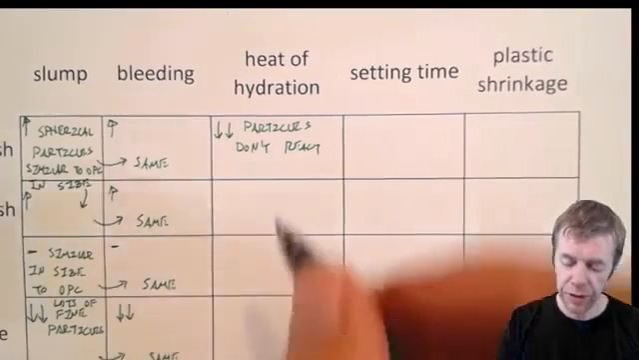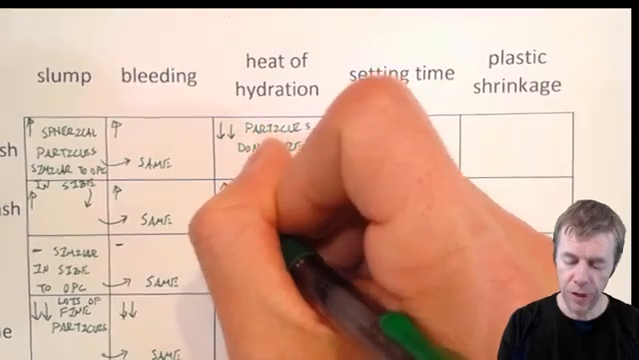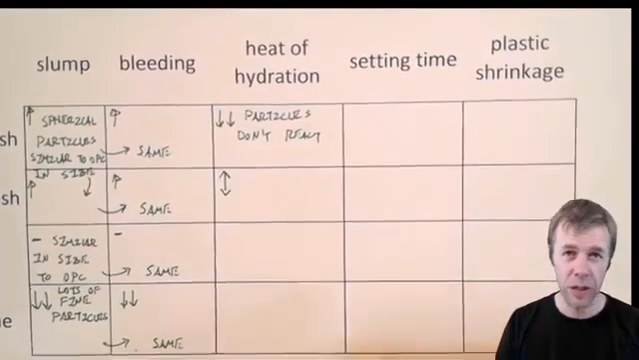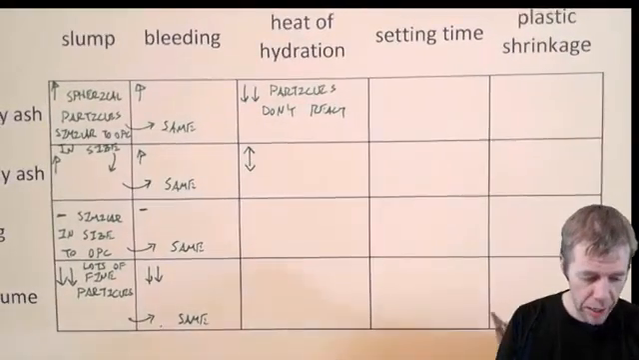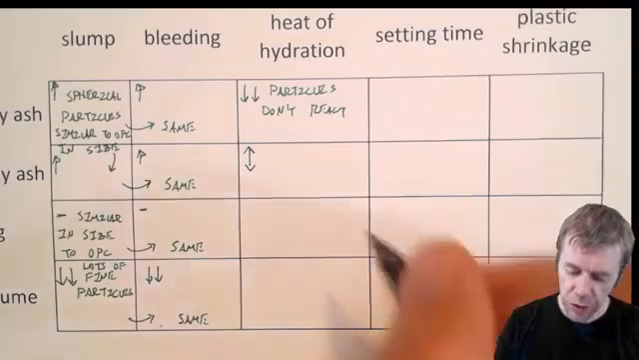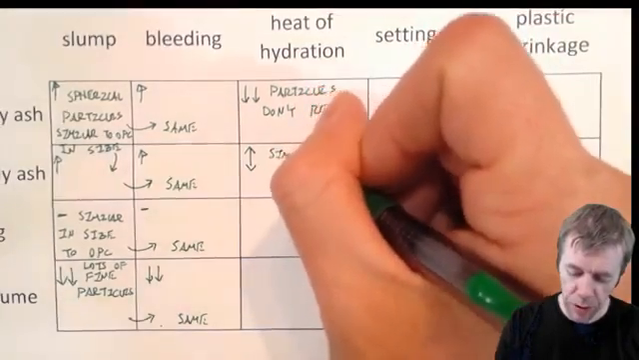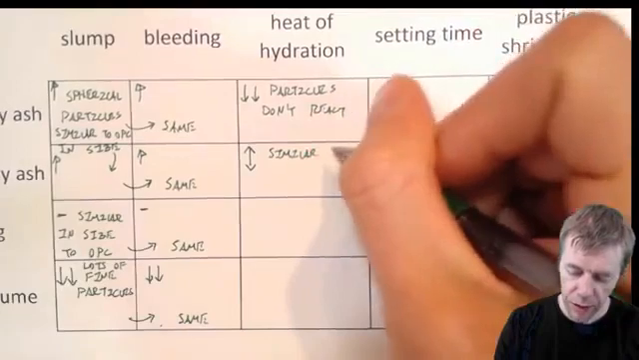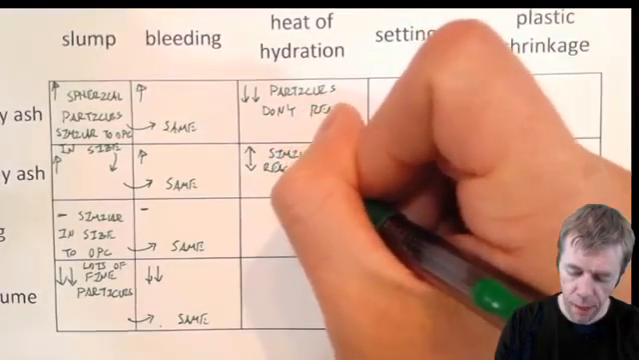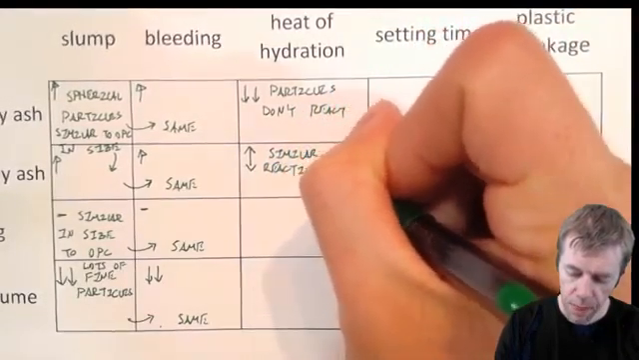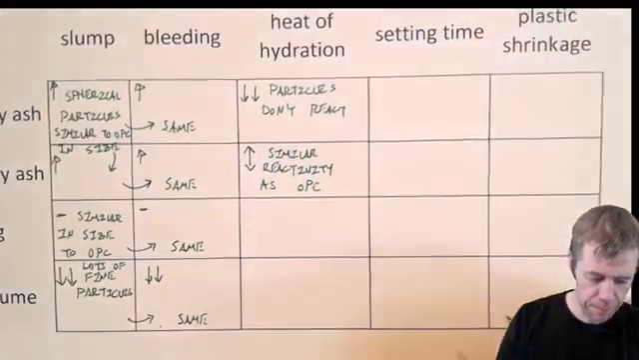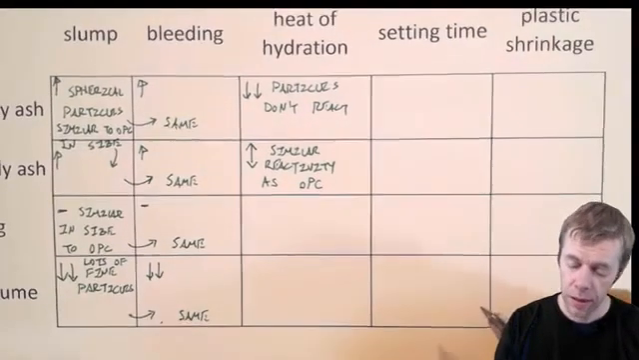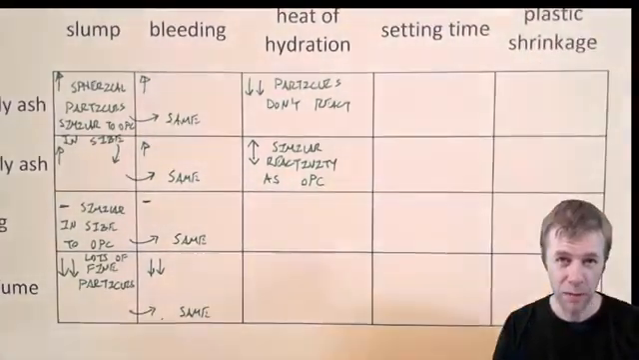With your class C, it could go up or it could go down. It could make your heat of hydration higher. It could make it lower. And the reason why is it has similar reactivity as OPC. But it's variable, right? It's variable. Could be lower, could be higher.